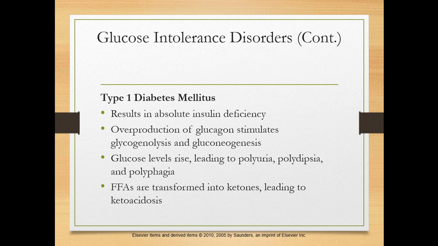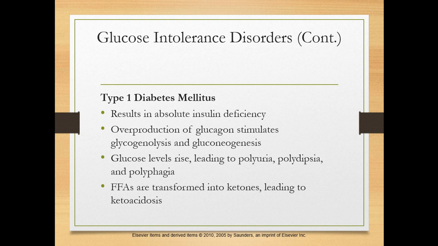So this results basically in absolute insulin deficiency. If you have destruction of the beta cells, the insulin is completely destroyed, or I should say deficient. The overproduction of glucagon stimulates glycogenolysis and gluconeogenesis. So therefore, it will kick out as much glucose as the body can. When this occurs, this will lead to the next bullet point, which is that glucose levels will rise.